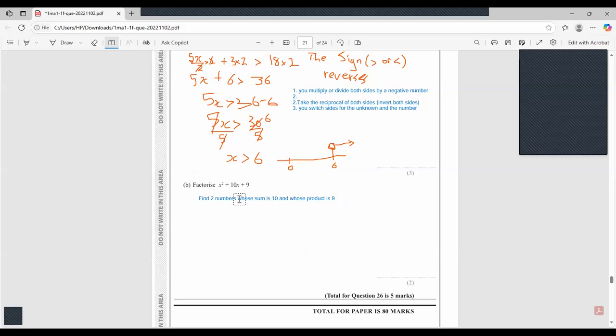Now, why is it that the first step is for you to do this? Because you are going to be replacing that 10x very soon. So this is how you're going to replace it. Now, can you think of two numbers whose product is 9 and whose sum is 10? Three. Oh, did you say 3?